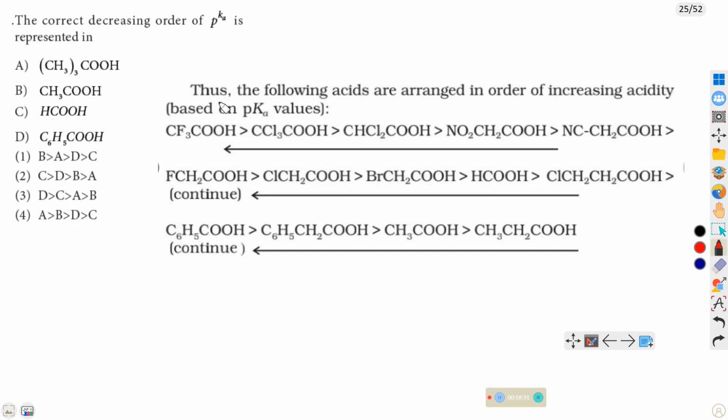The correct decreasing order of pKa values. We know that the more electron donating groups are present, the more plus I groups. First of all, you can see HCOOH, C6H5COOH, CH3COOH. So HCOOH is C greater than CH3, C6H5COOH, D greater than B greater than. Second option correct.